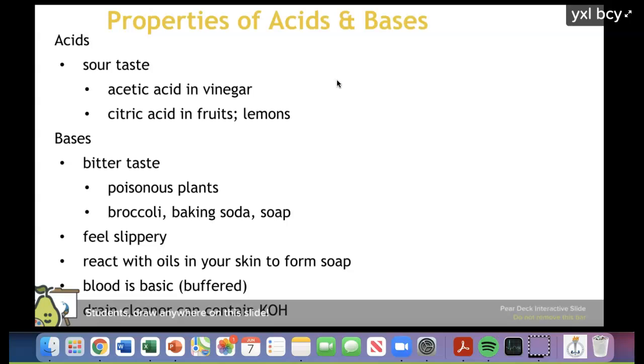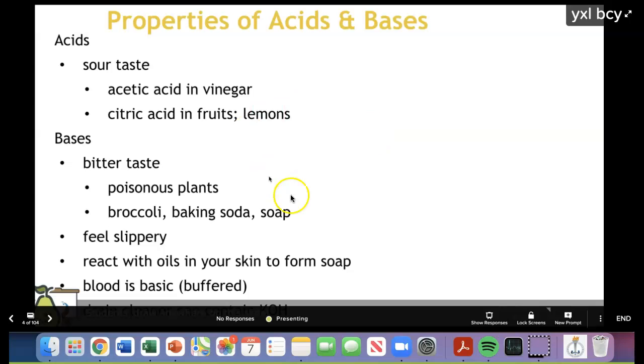Most bases, or bases in like liquid form, obviously feel slippery. So things like soap is also basic. So think about soap being slippery. And also like drain cleaners and things like that, they have potassium hydroxide, which is one of our strong bases in it. And so that's another example of something that's basic, okay.